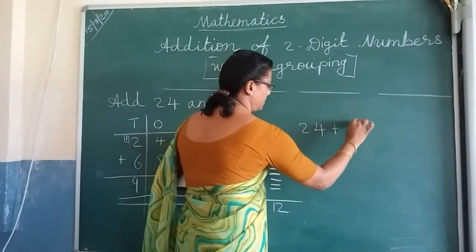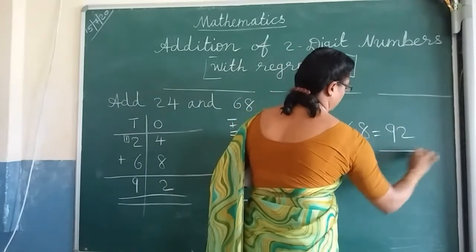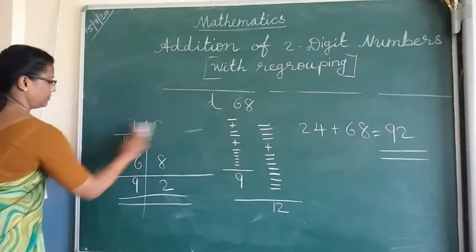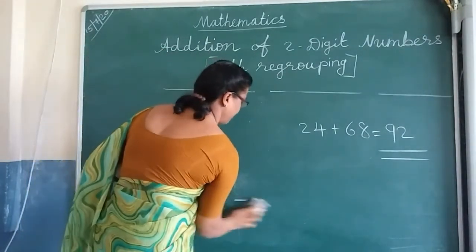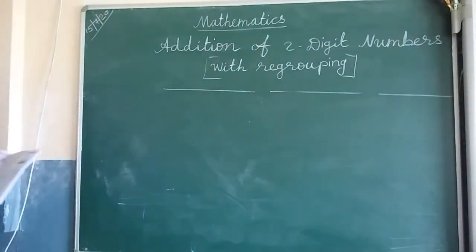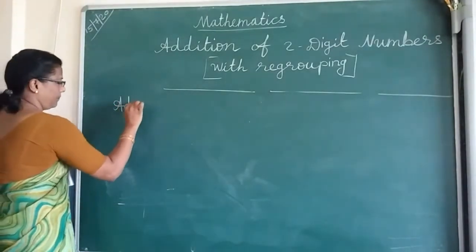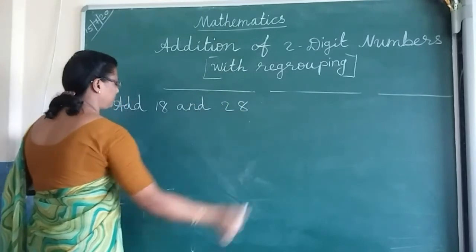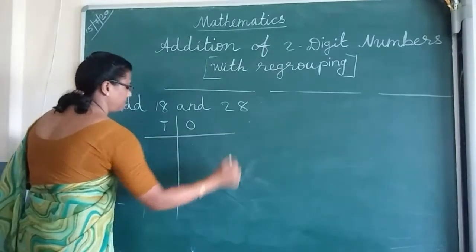24 plus 68 is equal to 92. Next one, add 18 and 28. First write it in tens column and ones column.